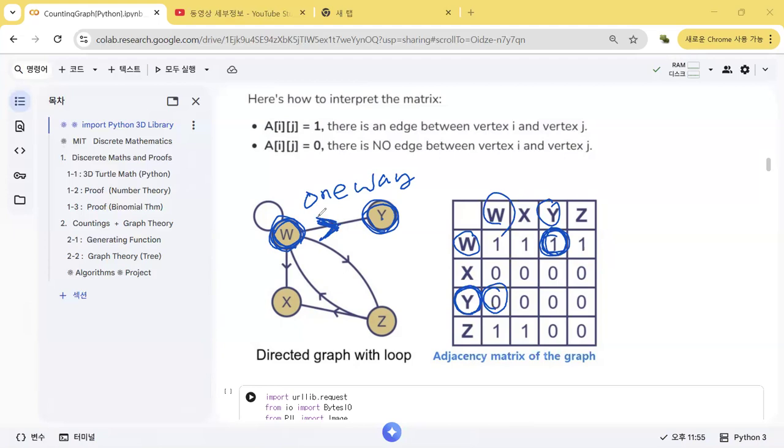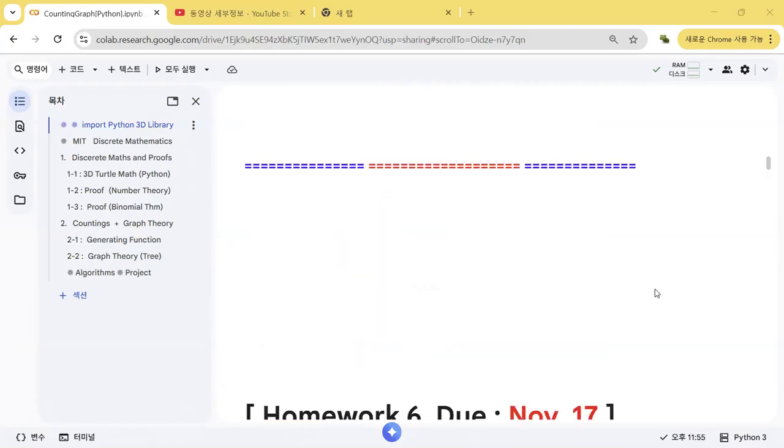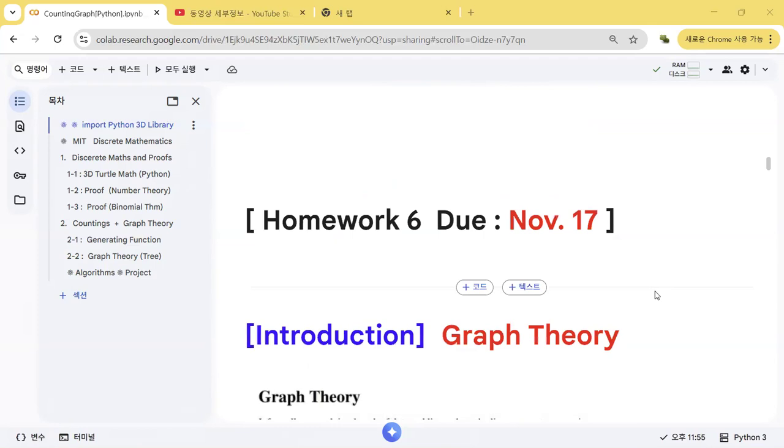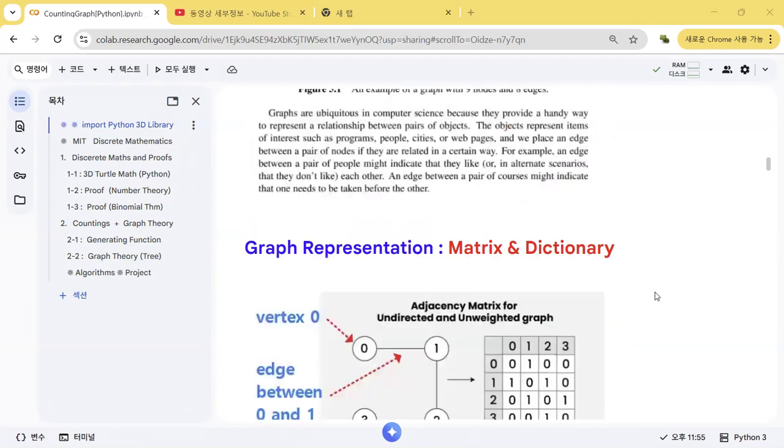And this kind of graph is called a directed graph. But usually, in most cases, there is a two-way system. So this is not popular in graph theory, but sometimes this is useful to represent a very special case.